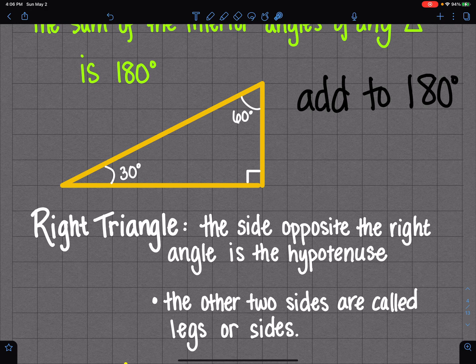Now, the other two sides, they're not as fancy. They're just called legs or sides. So either one, just legs or sides. But this one is special. That is the hypotenuse, the side opposite the right angle. So it's not always going to be here. If the right angle were in a different location, the hypotenuse is still going to be opposite of it, okay?